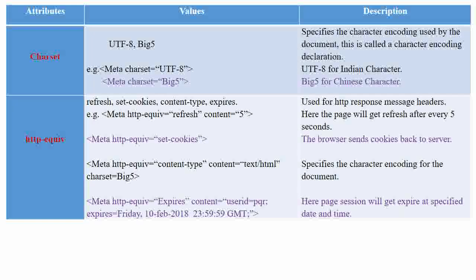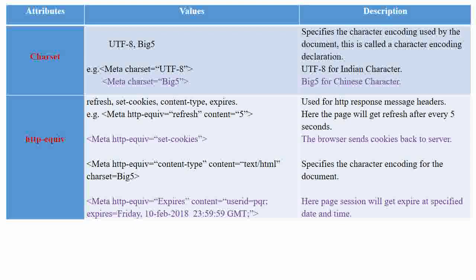Third attribute, charset, having values UTF-8 and big5, specifies the character encoding used by the document. This is called a character encoding declaration. For example, meta charset equal to UTF-8, UTF-8 for Indian characters. Meta charset equal to big5, big5 for Chinese characters.